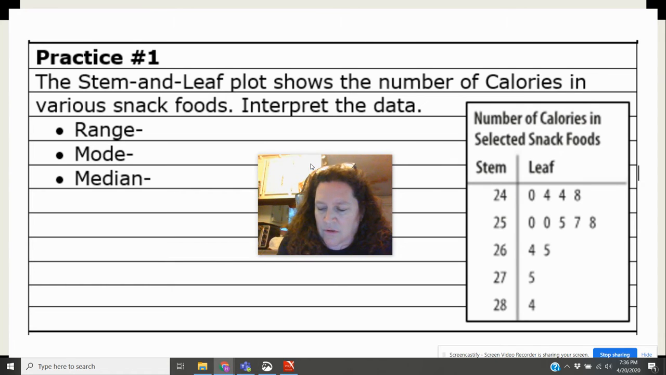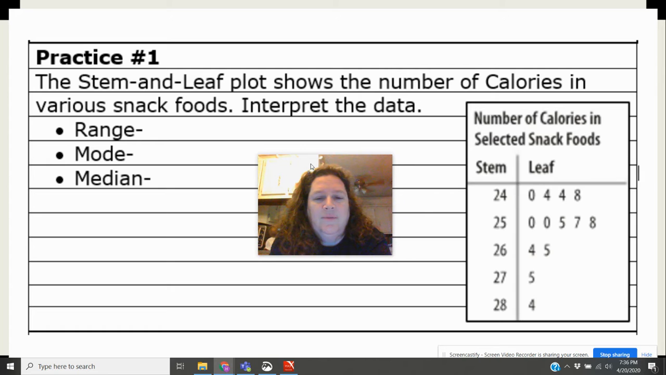I'm gonna tell you now. Oh, never mind. That's on histogram. So we'll talk about that tomorrow. The number of calories in selected foods. So as you can see, we've got selected foods there. This doesn't have a key. I will tell you that this would read 240 calories, 244 calories, 244 calories, 248 calories. So it should have a key.